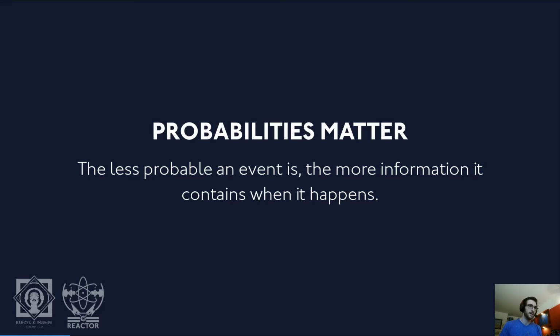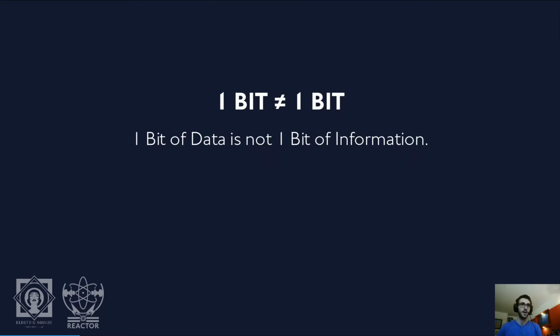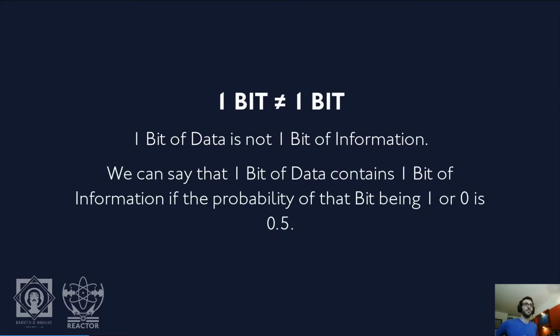So intuitively, this means that the less probable an event is, the more information it contains when it happens. And I find that really fascinating. We'll go into the maths behind this now. And this comes to the really interesting part, which is that one bit of data is not one bit of information. I'll expand on what this means later. But essentially, we use the word bits to describe units of information in the same way we use bits to describe units of data. And although they are fundamentally different units, they do have links to each other.